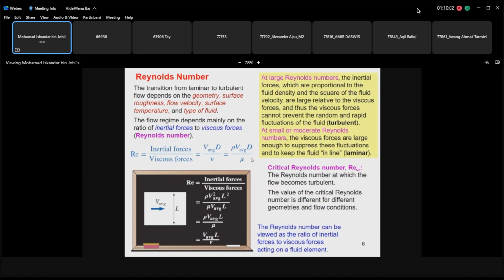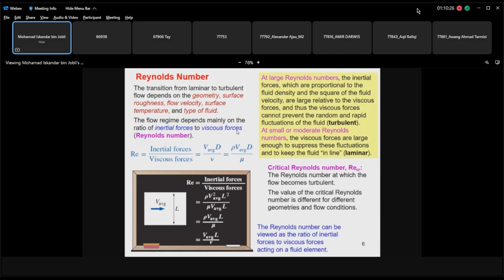Now the definition, you can read this. Reynolds number is the ratio of inertial forces to viscous forces. The transition from laminar to turbulent depends on, and you can read the rest. The transition from laminar to turbulent flow depends on geometry, like I told you. There are so many factors that influence the type of flow in a pipe, right?